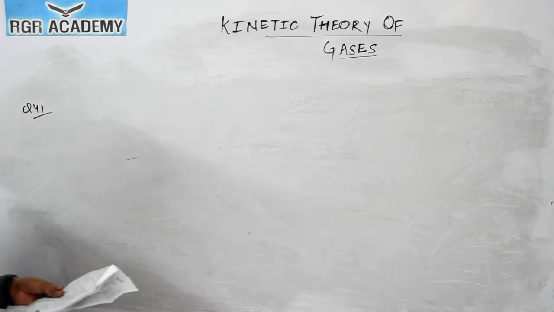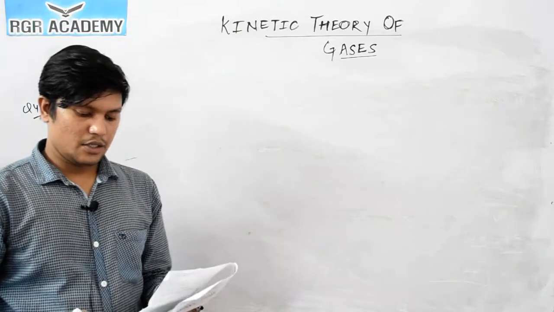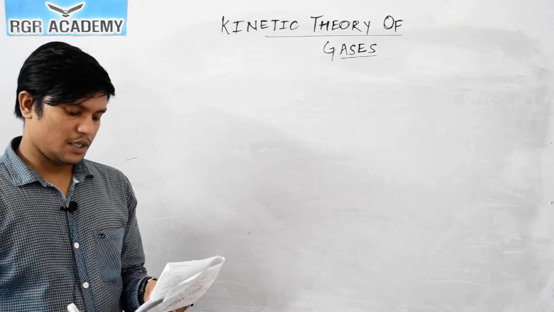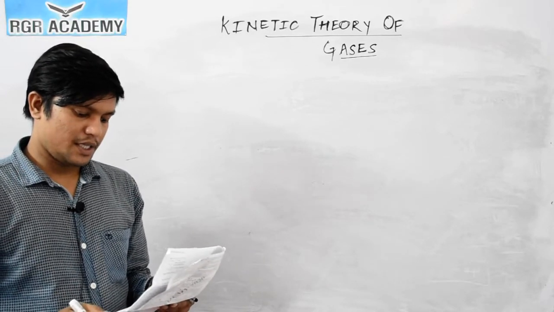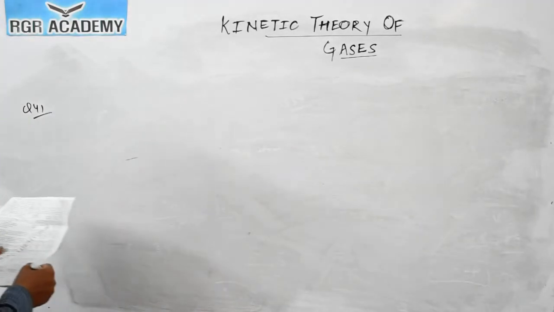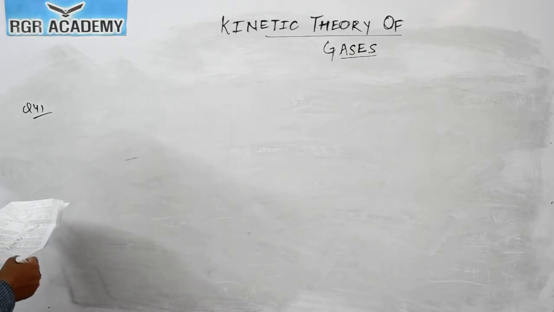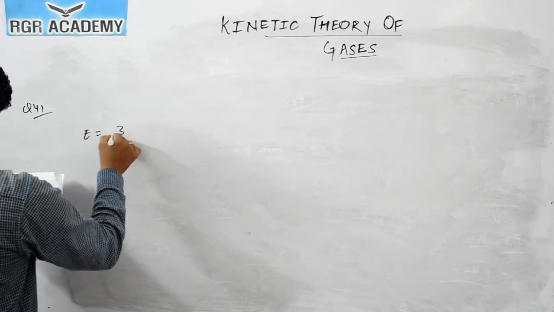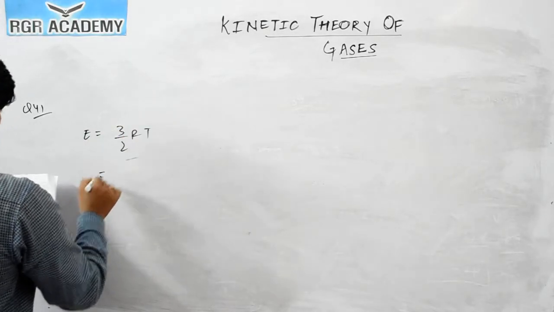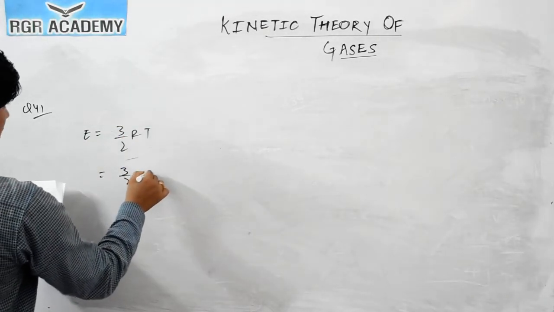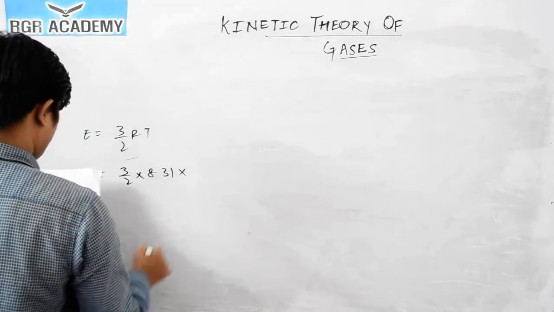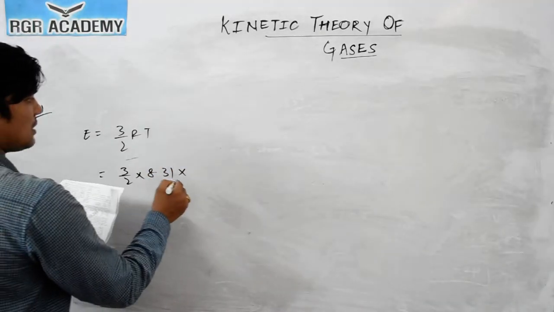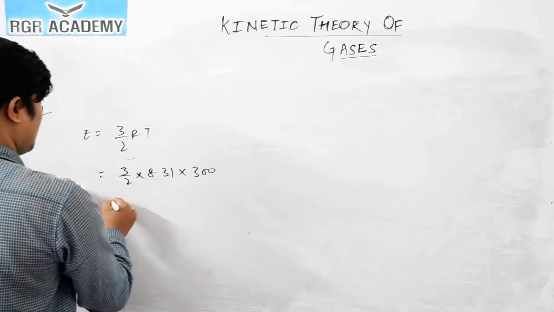So question number 41 is, the kinetic energy of 1 gram molecule of a gas at normal temperature and pressure. So we know that kinetic energy is given by 3 by 2 RT. So that is 3 by 2, R is 8.31, into temperature, normal temperature 27 degrees Celsius, that will be equal to 300 Kelvin.